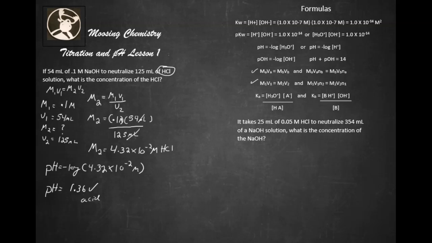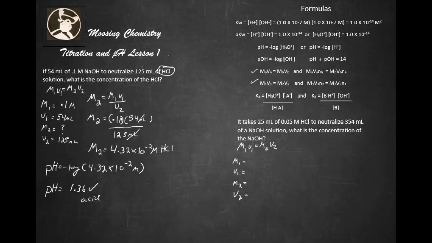Alright, let's look at our second problem. It takes 25 milliliters of 0.05 molarity HCl to neutralize 345 milliliters of NaOH solution. What is the concentration of that solution? Again, we're going to use the titration equation and we're going to use pH to solve the problem. So M1 V1 equals M2 V2.